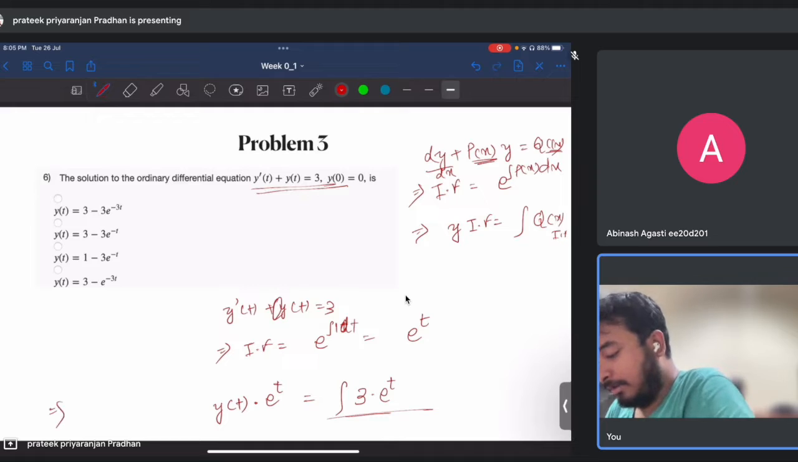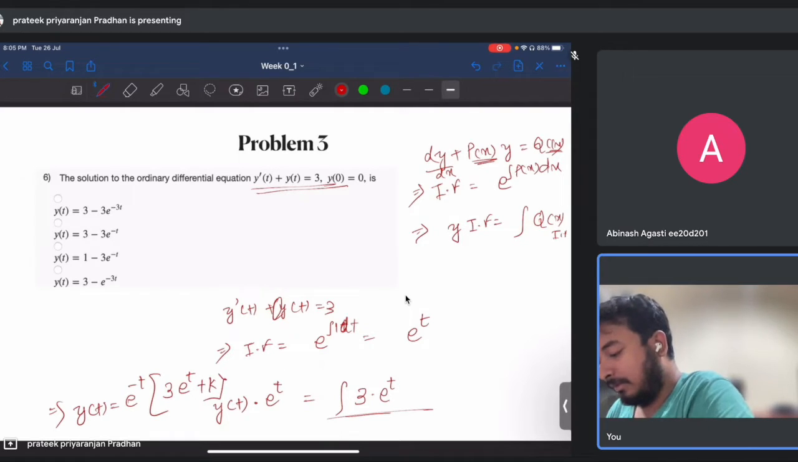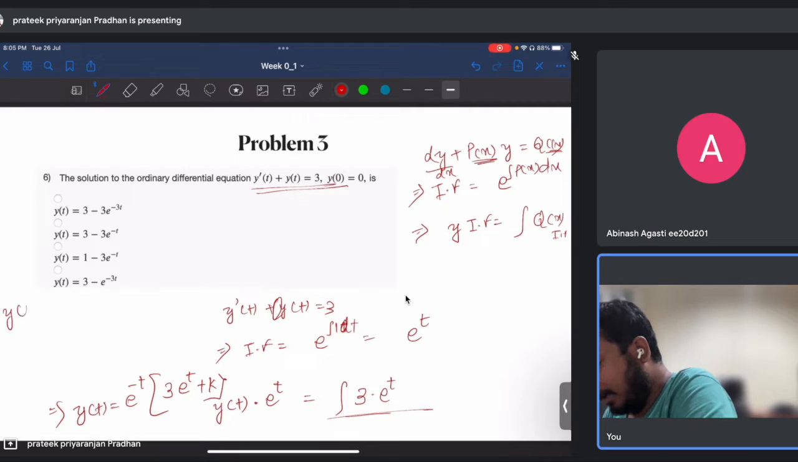And the solution will be y of t is equal to e to the power minus t into the integration of 3 e to the power t plus some constant k. So the solution y of t is equal to, sorry, this will be simply 3 plus k into e to the power minus t.